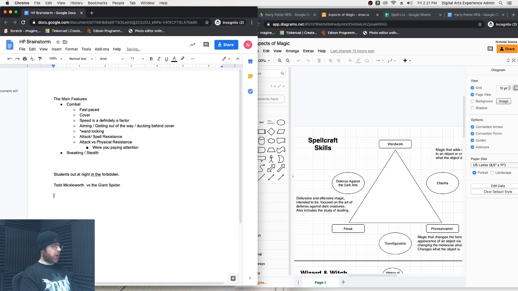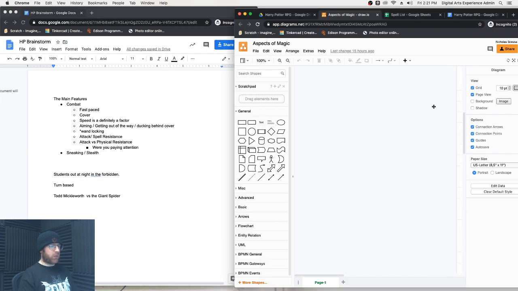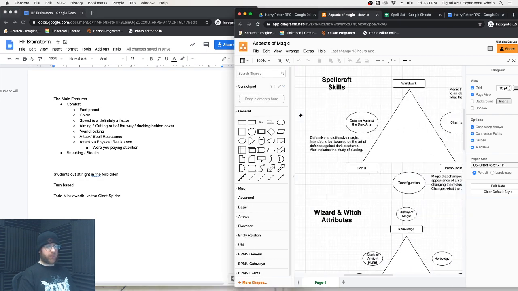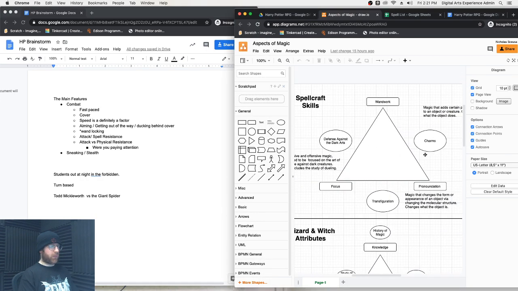Alright. So normally what we do in a lot of RPGs is it's turn-based. And I don't think you can do an RPG without making it turn-based. So this is definitely turn-based. We're going to say that the order for this is Todd Mickleworth versus the giant spider. Alright, so let's say Todd goes first.